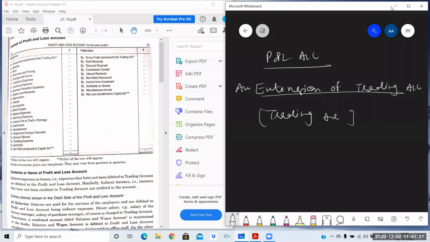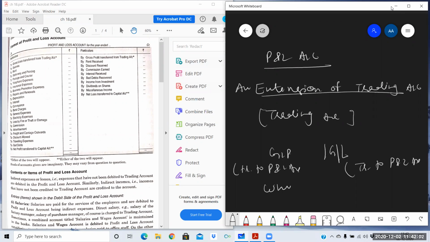Extension of trading account means after preparing trading account, we will be preparing the profit and loss account from the final result of trading account, either gross profit or gross loss. And I told you that after finding out the gross profit or gross loss, you are supposed to write gross profit transferred to profit and loss account. Similarly, gross loss transferred to profit and loss account. So it will start with the result of trading account, and either with the gross profit or with the gross loss.